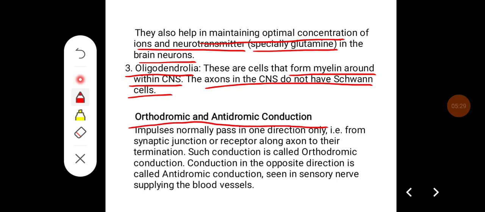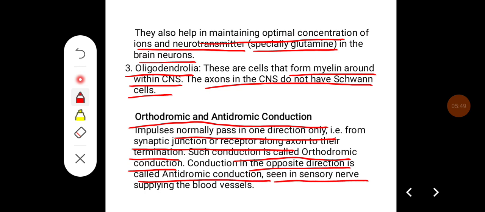Orthodromic and antidromic conduction. Impulses normally pass in one direction only, that is from the synaptic junction or receptor along the axon to their termination. Such conduction is called orthodromic conduction. Conduction in the opposite direction is called antidromic conduction. It is seen in the sensory nerve fibers supplying the blood vessels.